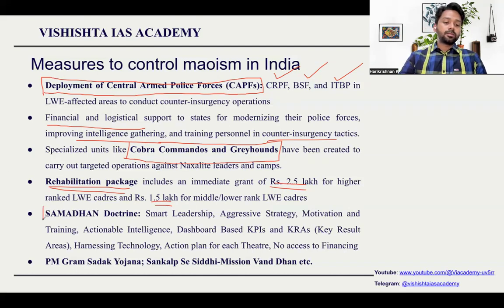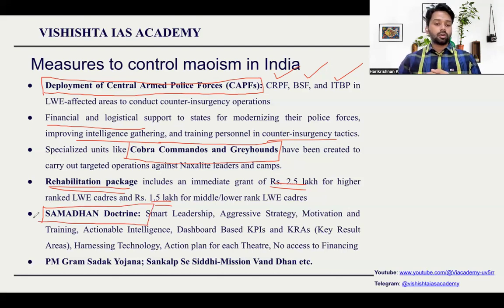Samadhan doctrine is a very important doctrine and it has been working very nicely. It is an all-encompassing doctrine. Here, S stands for smart leadership. Then A for aggressive strategy against the Maoists. Motivation and training. Actionable intelligence. Dashboard-based key performance indicators or key result areas. Harnessing technology. Action plan for each theater, for every region they need separate different plans. So that's what we call action plan for each theater, and no access to financing. So this doctrine and the entire abbreviation, try to remember them.